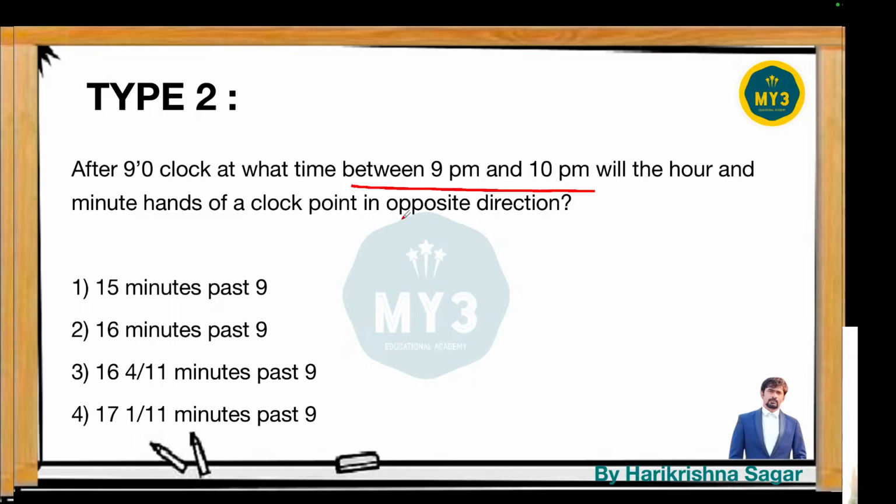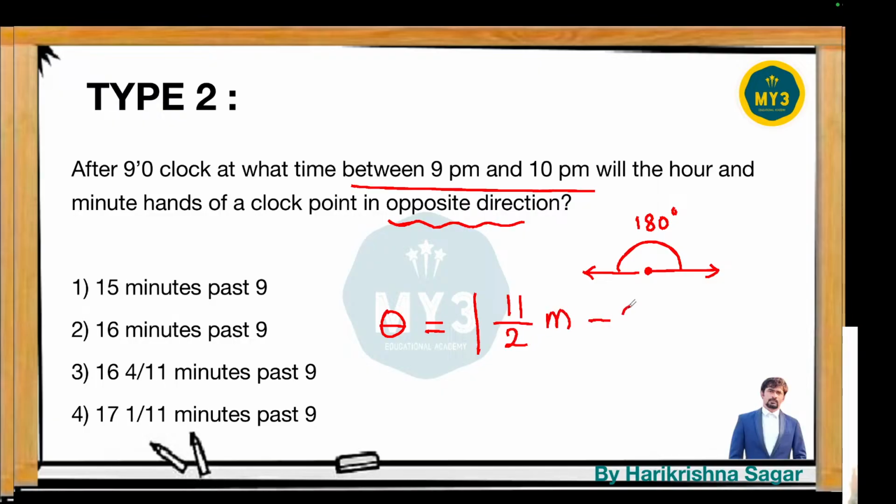When the hour hand and the minute hand are opposite to each other, opposite means indirectly that the angle is 180 degrees. So when the angle is 180 degrees is the question, for this also the same formula you can use. What is the formula? Theta is equal to 11 by 2m minus 30h.